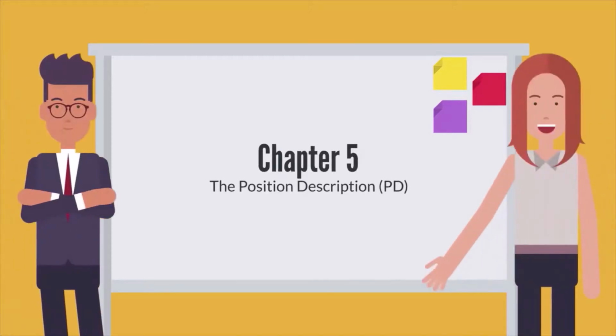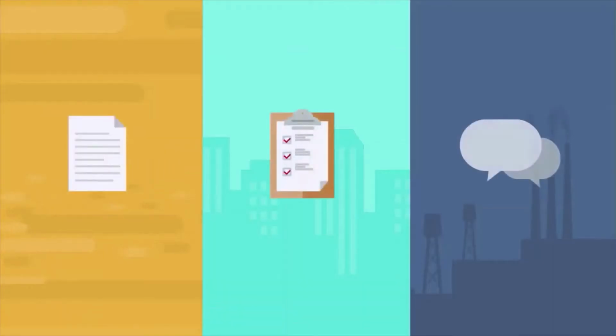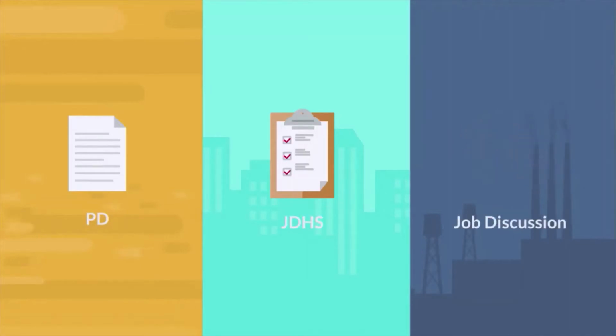Chapter 5, the position description. Now that you have confirmed that you meet the requirements to submit a classification and you have considered the implications of position management, let's get started. The classification process has 3 components: 1, the position description, 2, the job discussion help sheet, and 3, the job discussion.